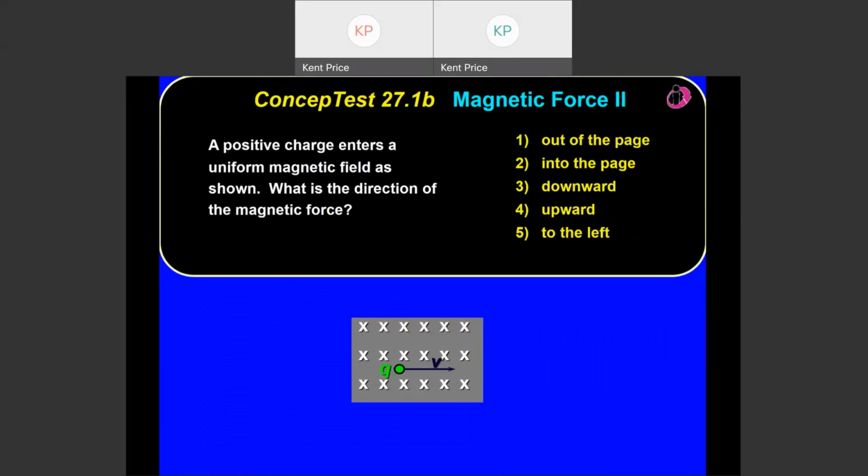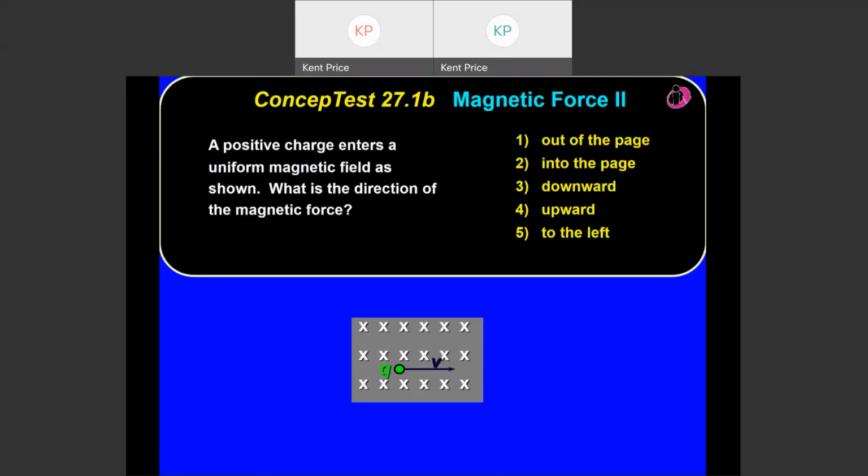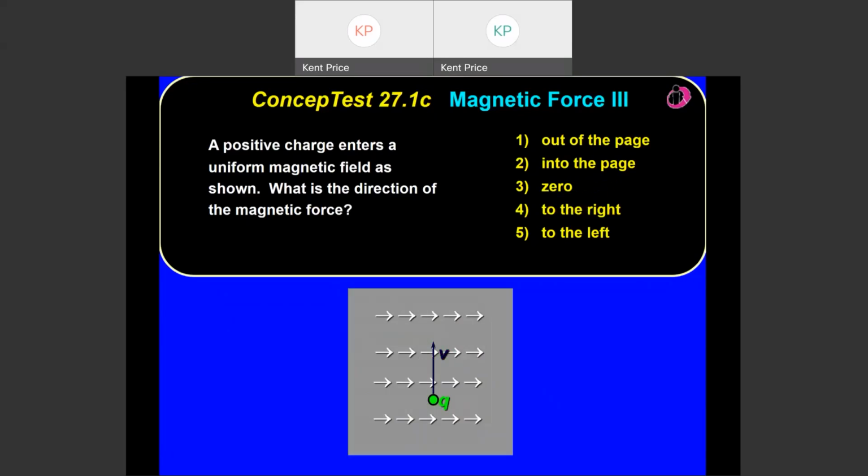Here's another. So most people are picking 4D, which is right. So you got it. I mean, this is essentially the same one as last time, just rotated 90 degrees. Change it a little bit.